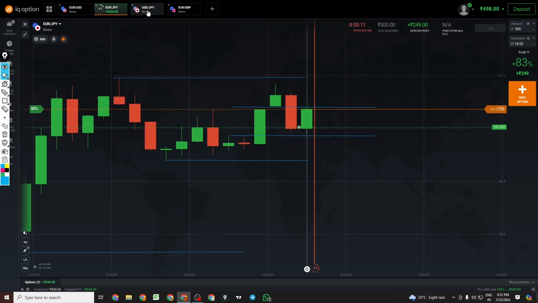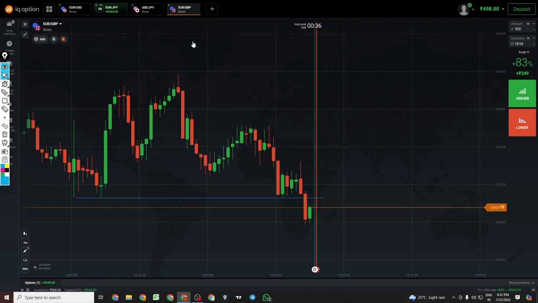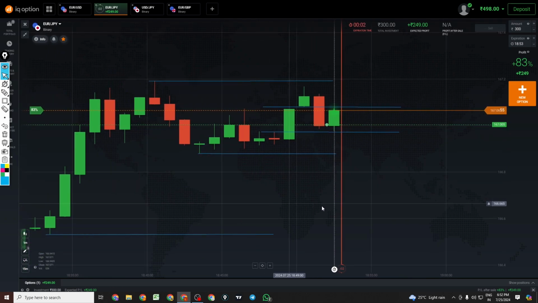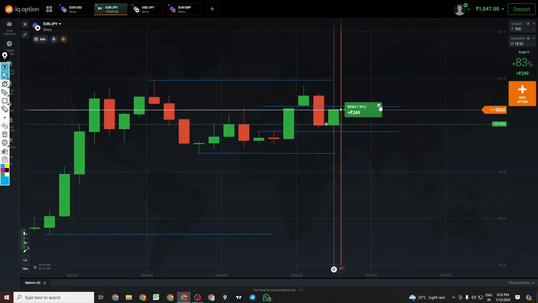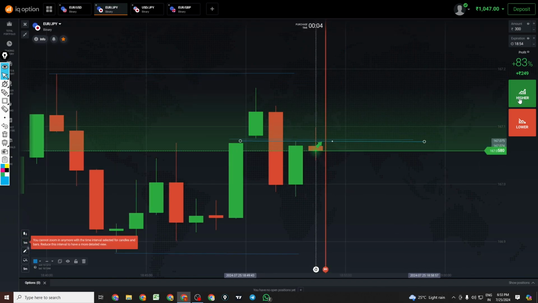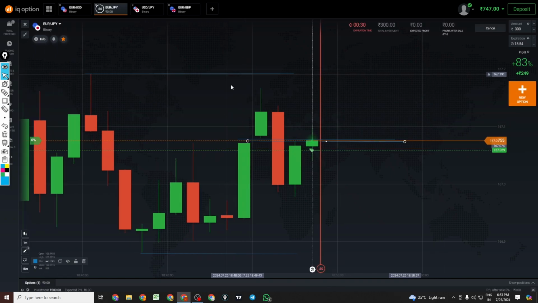See, it was moving. The same thing is happening, but I am taking this one pair only. I am not taking multiple trades. I am not interested in showing that kind of trades. See, this was a win. Okay. I take a call option.